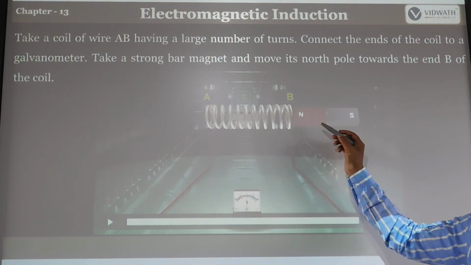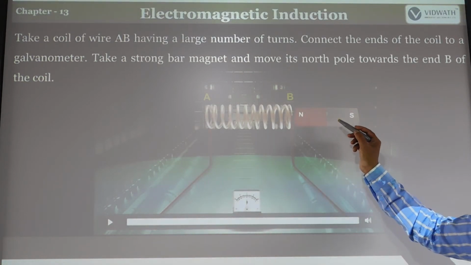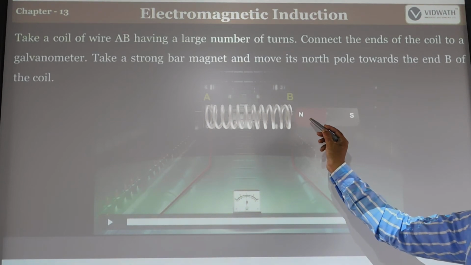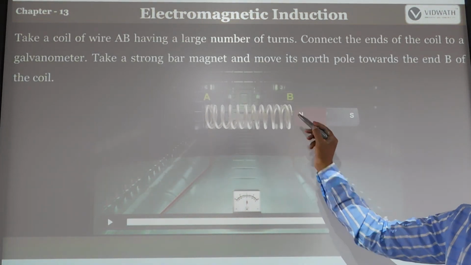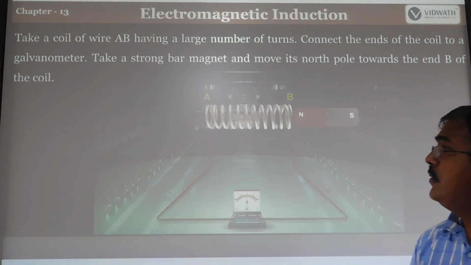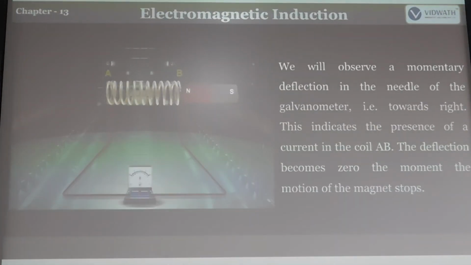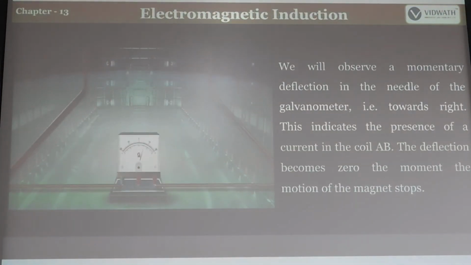Take a strong bar magnet and move it towards the coil. The north pole is moved towards the end B of the coil. The north pole is passed towards A, then brought to the B side.